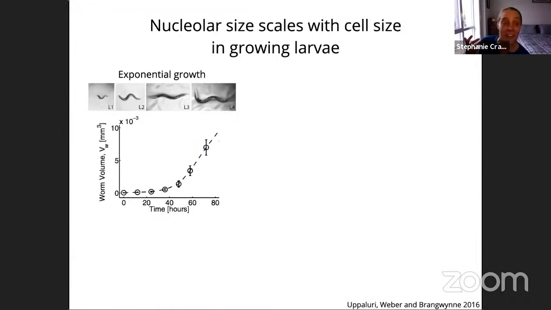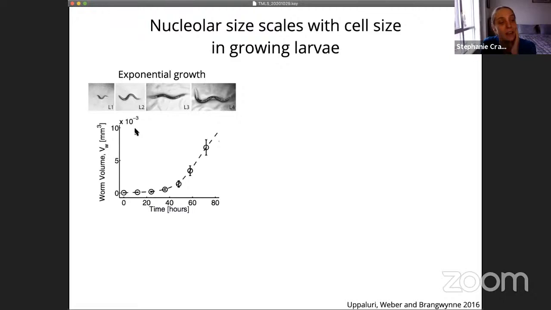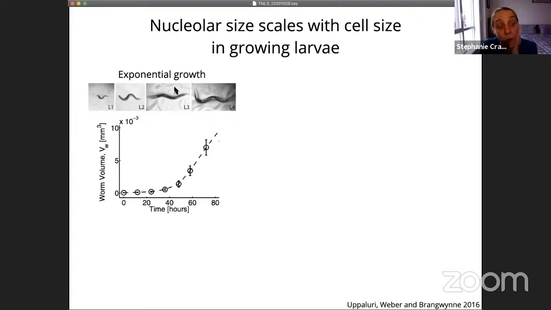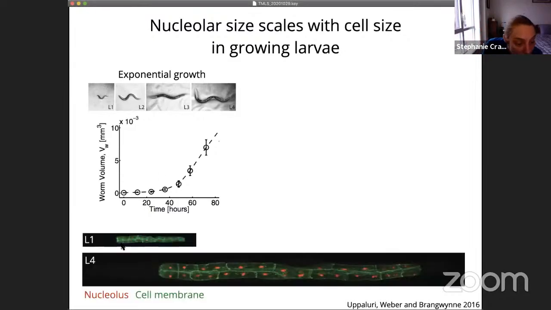But as I mentioned, the more interesting scenario is, well, what happens when the cell grows? If we let the C. elegans embryo hatch, it goes through four larval stages before it becomes an adult. And during these larval stages, it exponentially grows. If we look at the nucleolus in a single tissue, I'm looking here at the intestine, we chose the intestine because it grows roughly linearly with the whole organism. There are 20 cells in the L1 intestine, and there are 20 cells in L4. These are just larval stage one, larval stage four. So the length of the intestine increases with the length of the body.